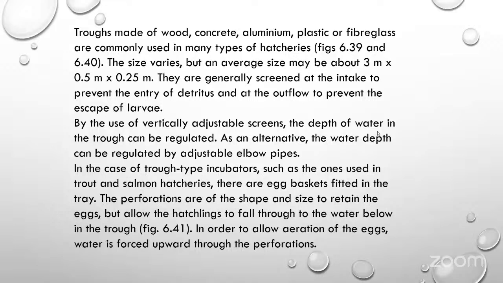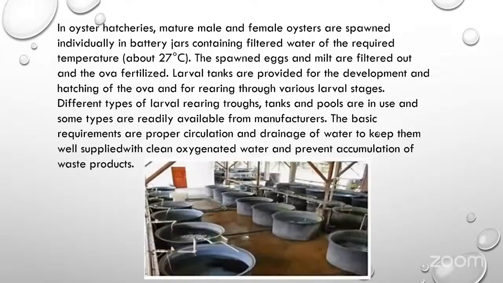In the case of trough-type incubators, such as the ones used in the trout and salmon hatcheries, there are egg baskets fitted in the tray. The perforations are of the shape and size to retain the eggs but allow the hatchlings to fall through to the water below in the trough. In order to allow aeration of the eggs, water is forced upward through the perforations.